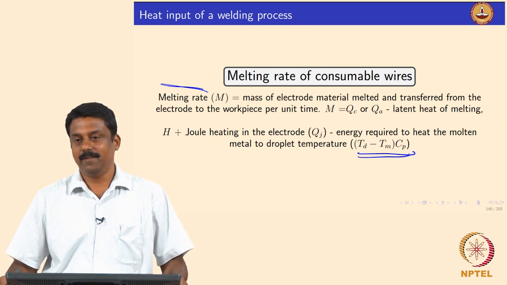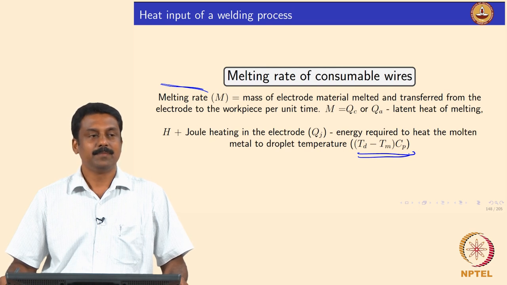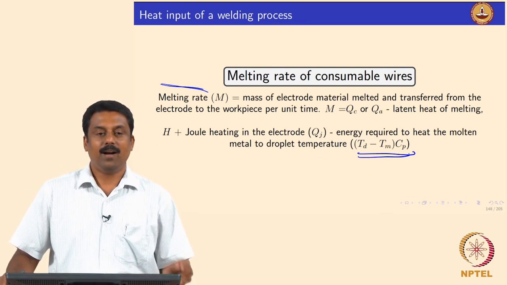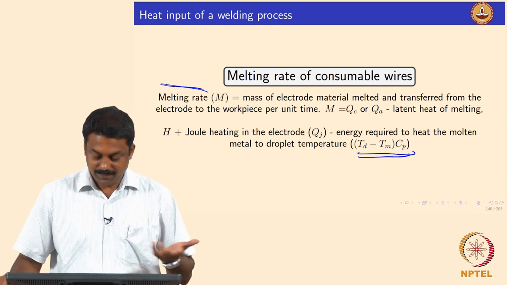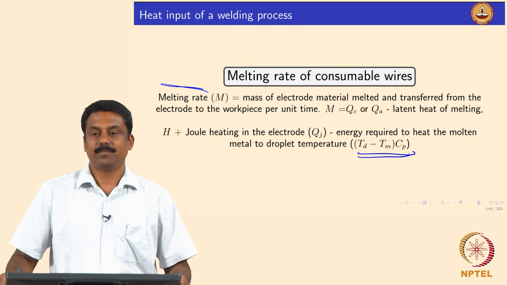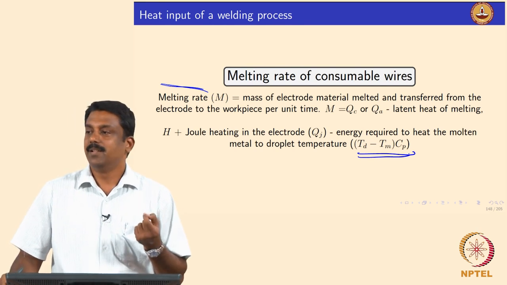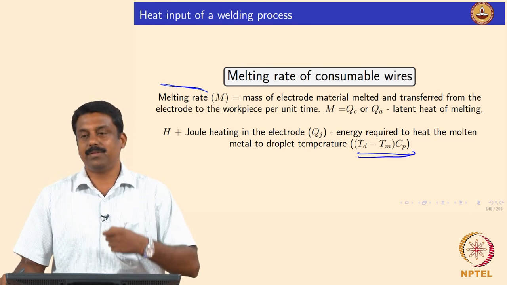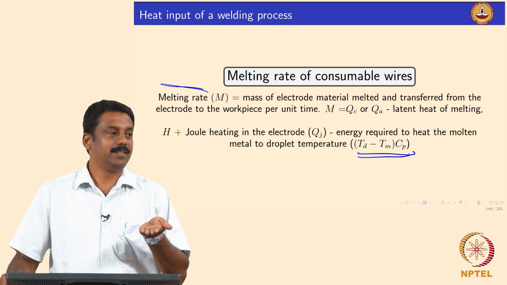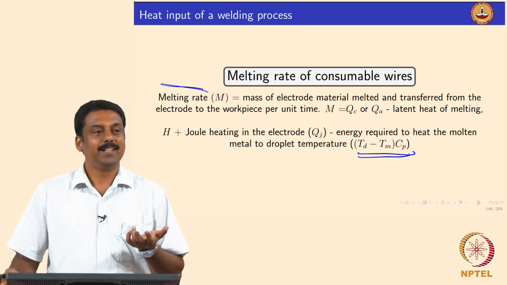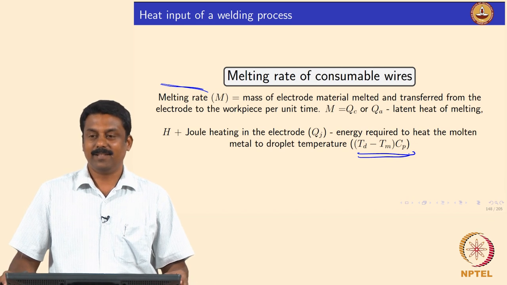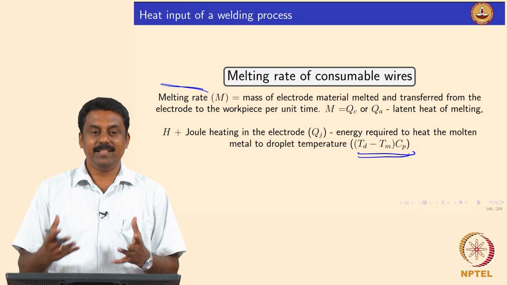The first parameter is the latent heat of melting of the wire. The second term is the energy required to increase the temperature of the wire, the droplet which is already formed, from the wire temperature to the droplet temperature, isn't it? So the heat is needed to raise the temperature from the wire temperature to the droplet temperature. So these two would be consumed, isn't it? So what is available? Which heat is available? Latent heat is available. Okay, so latent heat and these are all consumed.